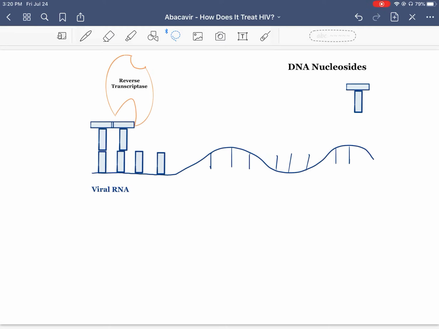Abacavir treats HIV by halting this ladder construction process. Specifically, abacavir competes with the naturally occurring DNA nucleosides and forces the reverse transcriptase to incorporate abacavir into the ladder. Once abacavir is inserted and incorporated into the ladder, this then prevents the incorporation of the naturally occurring DNA nucleosides in the viral DNA ladder.